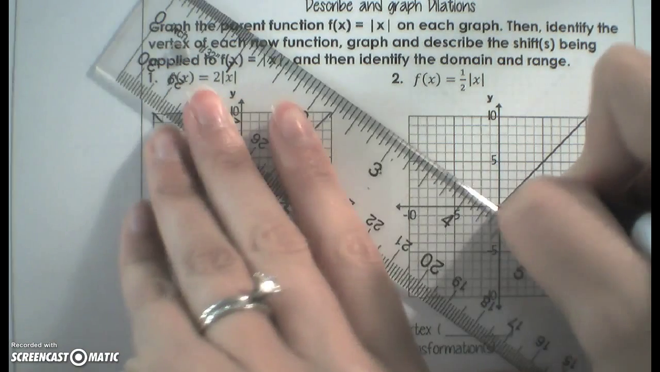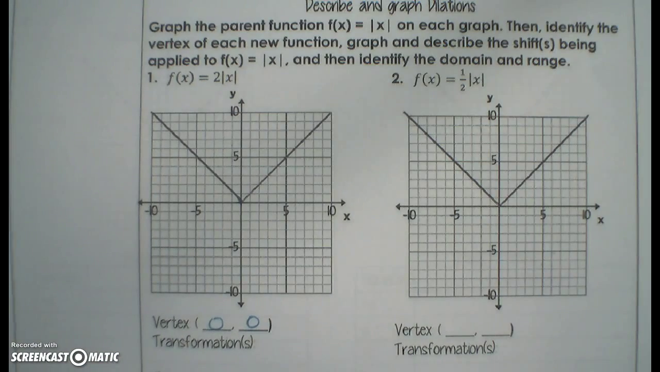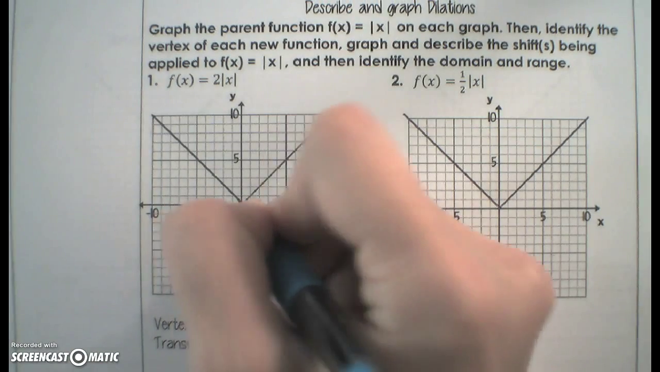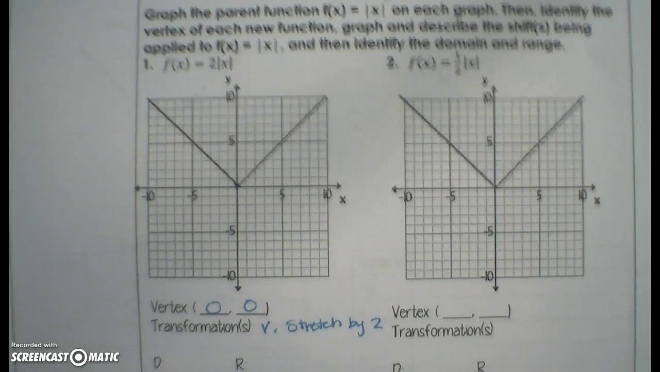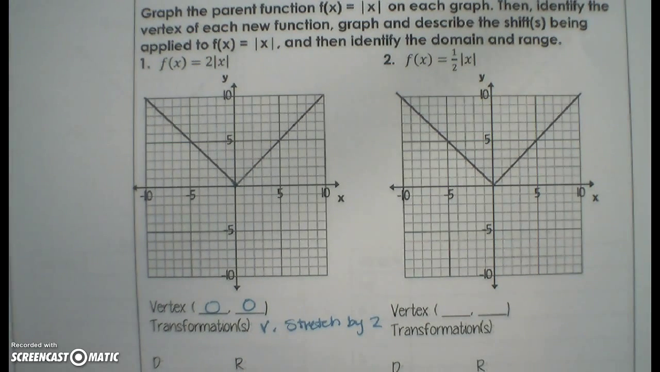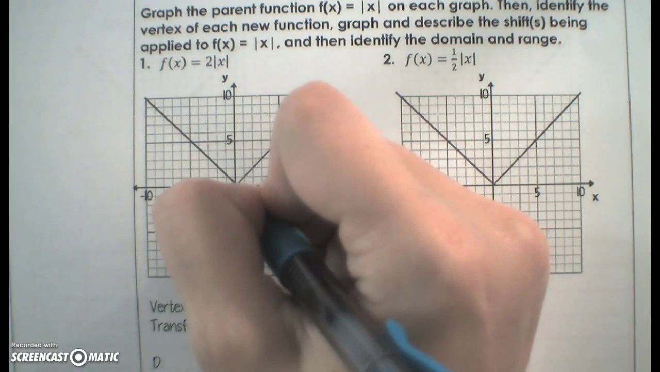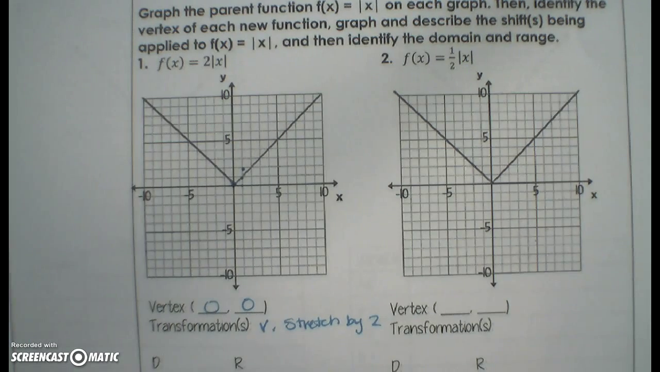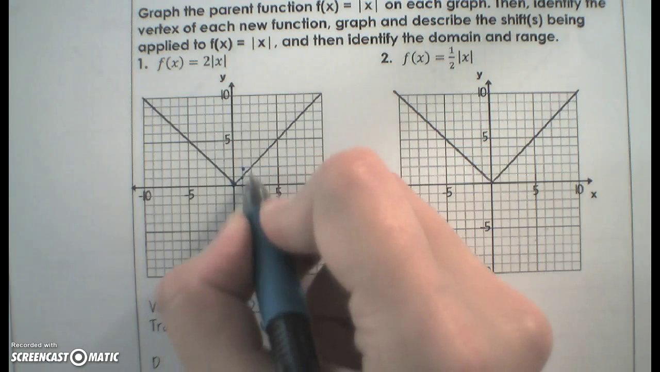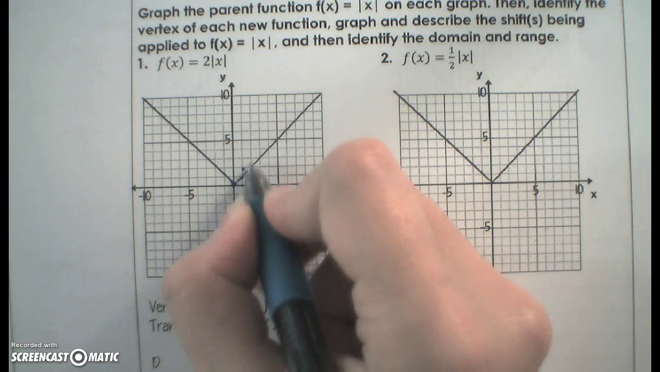Now let's start at 0, 0. There we go. And we have the vertical stretch by a factor of 2 as the transformation taking place here. And we are going to go up twice as much as we normally would. So if we're going over 1, up 1 for the normal, we're going to go over 1, up 2 for our new line. So if we went over 2, up 2, which is where this dot is, then we would go over 2, up 4.